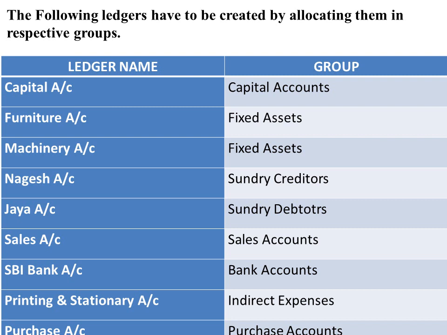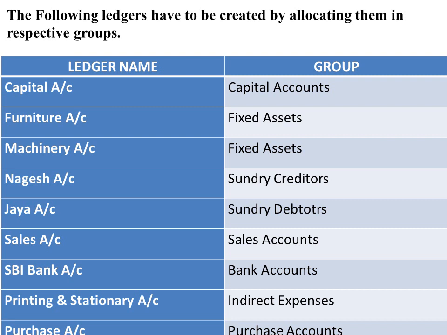Cash already is there. You have to create a capital account. Capital account is the name of the ledger head, and under the group of capital accounts you should take it. The same thing for furniture account and machinery account. In the second transaction, purchased furniture of rupees 20,000 and machinery of rupees 50,000 from Nagesh on credit.